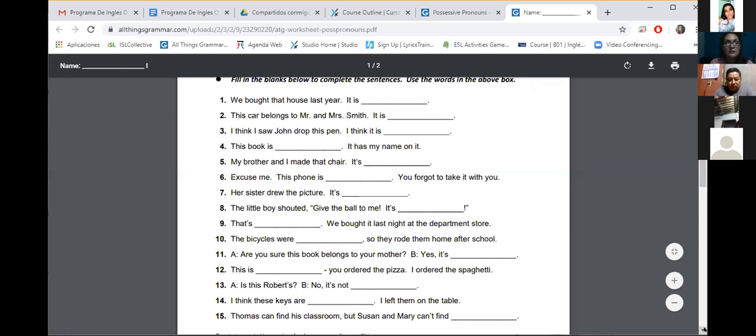Finished. Everybody finished? Finish. There you go.